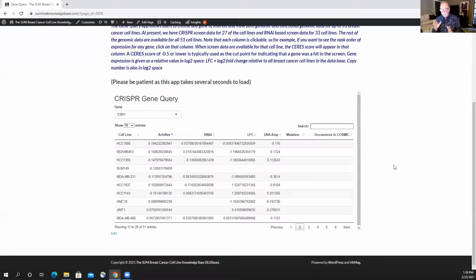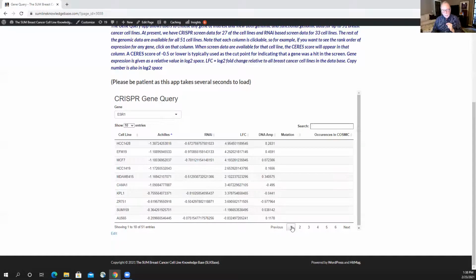So it's a beautiful starting point, a beautiful example of how we can begin to look at a genomic feature associated with breast cancer, that is, the overexpression of the estrogen receptor, and begin to relate it to the essentiality of that gene in those cells that have that genomic feature. Again, for the estrogen receptor, the correlation is really, really good.